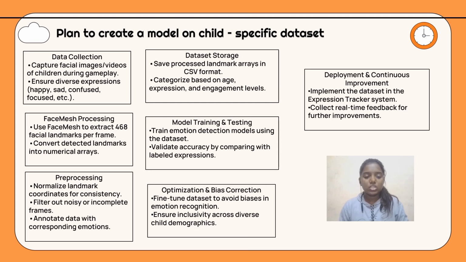Just taking the face mesh data isn't enough. We need to store it. So, dataset storage. Save the processed landmark arrays in CSV format. Categorize based on expression and engagement levels. And here comes the most crucial part, model training and testing. Train the emotion detection models using the dataset. Validate accuracy by comparing with labeled expressions. And then optimization and bias correction. Fine-tune the dataset to avoid biases in emotion recognition. Ensure inclusivity across diverse child demographics.